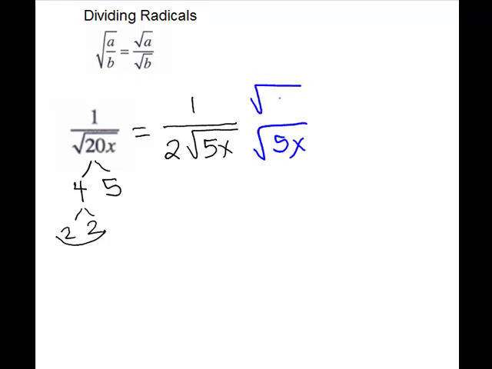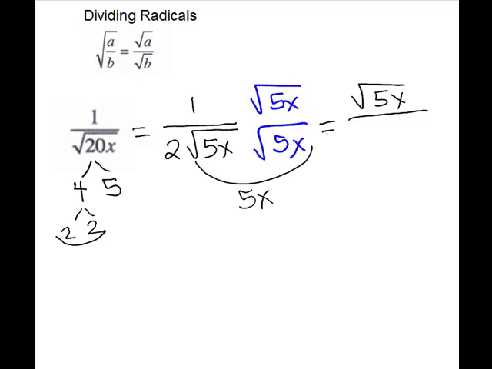Do the same on the numerator. This will give us square root of 5x on the numerator. On the denominator, for the radicals, the 5x will come out. It will multiply by the 2 to give us 10x. We cannot simplify here because part is under the radical and the other part is not. So this is simplified form.